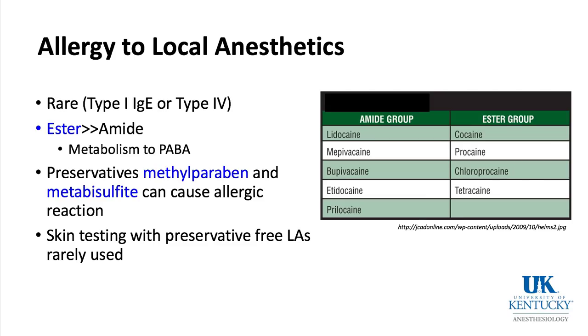Now, local anesthetics can have preservatives added to them like methylparaben and metabisulfite, which can cause allergic reactions independent of the chemical structure of the local anesthetic itself. But we tend to think of esters being the ones associated with allergies, much more than amides. Rarely is skin testing used to look for local anesthetic allergic reactions.